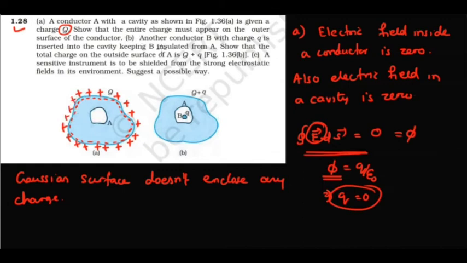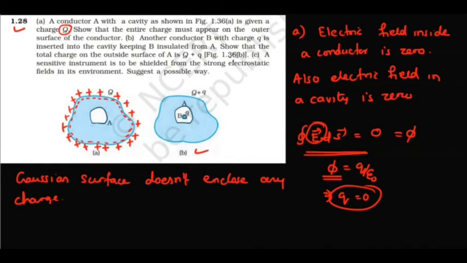Now look at the second bit. Another conductor B with a charge small q is inserted into the cavity, keeping B insulated from A. So look at the second diagram here. We have another small conductor B, and this small conductor B carries a small positive charge small q, and it is placed inside the cavity. But remember that this B is insulated from A. There is no electrical contact between the two conductors.